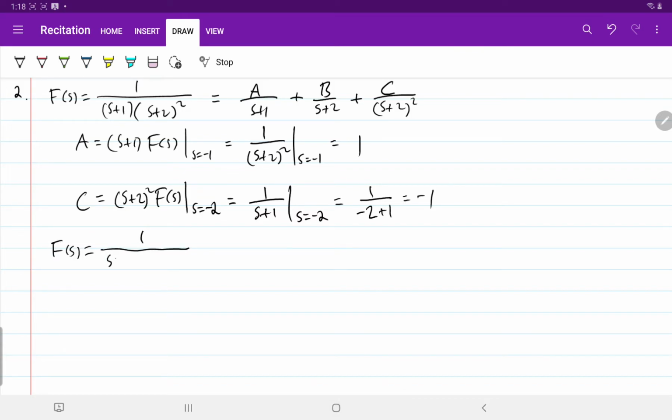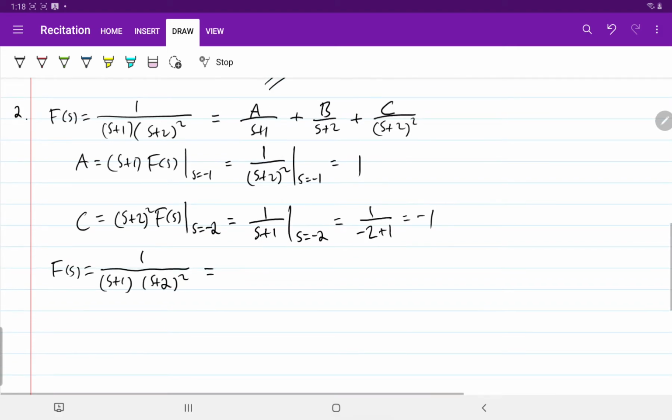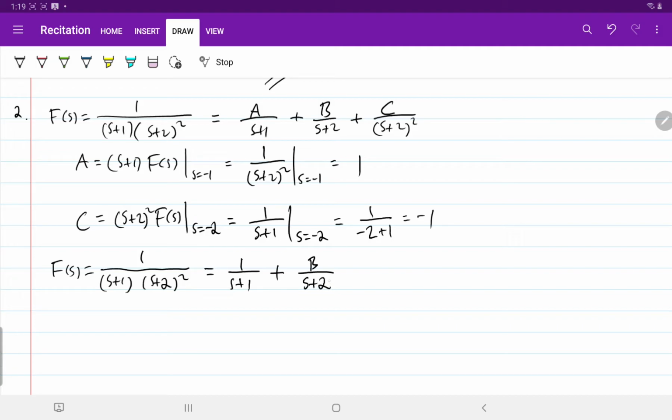So far, let's write F of s again. Now we have A, right? A is 1, so let's write 1 over s plus 1 plus B over s plus 2. Still we do not know B right now. And then C is minus 1, so let's just write minus 1 over s plus 2 squared.